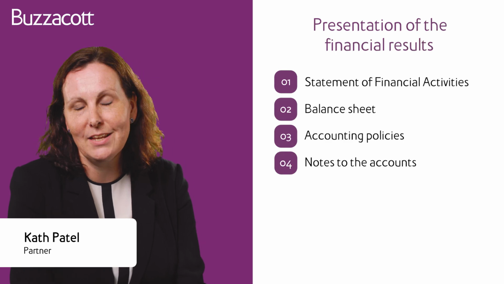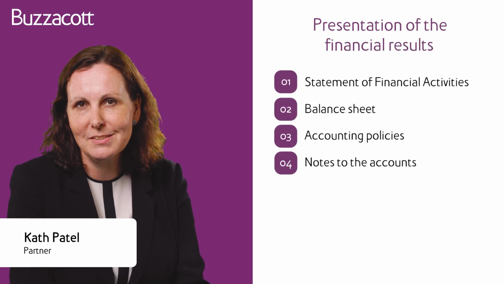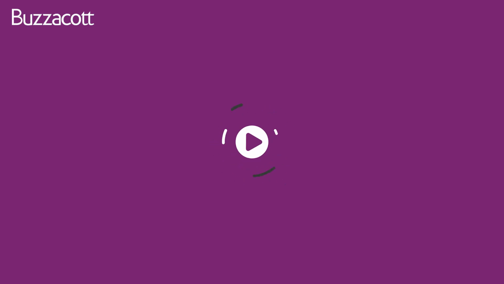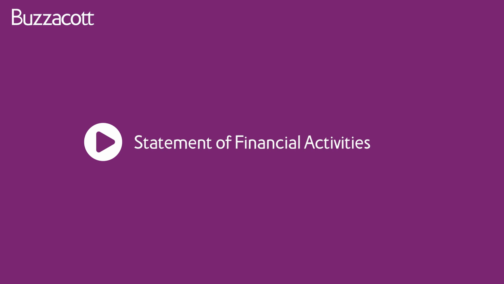So we'll spend the rest of the time of this section really looking at the presentation of the financial results and some of the disclosures within an Academy Trust set of accounts. So the first area to look at is your statement of financial activities. That covers the income and the expenditure for the financial year.